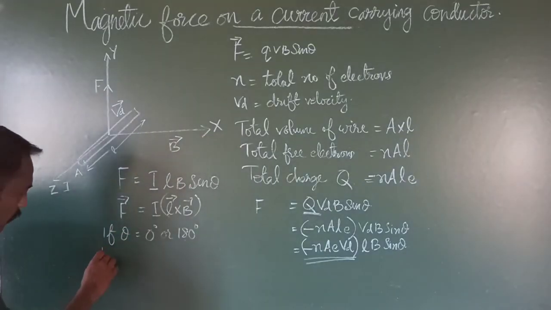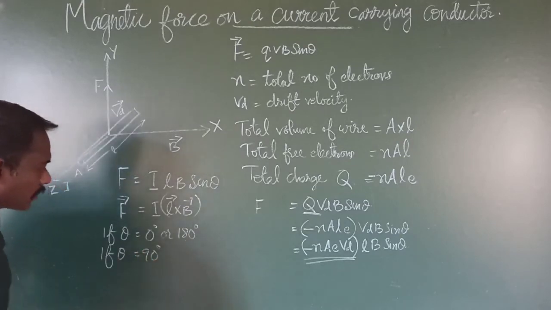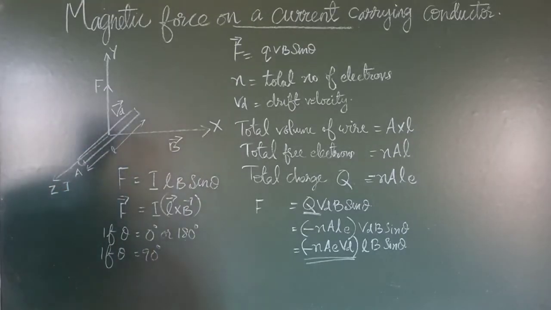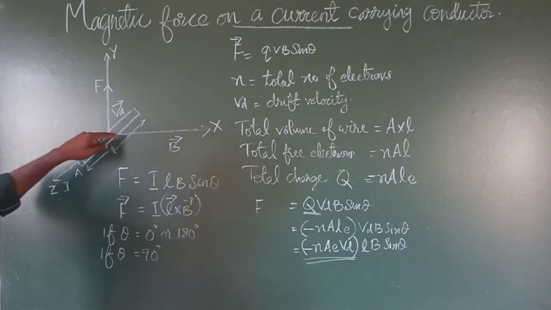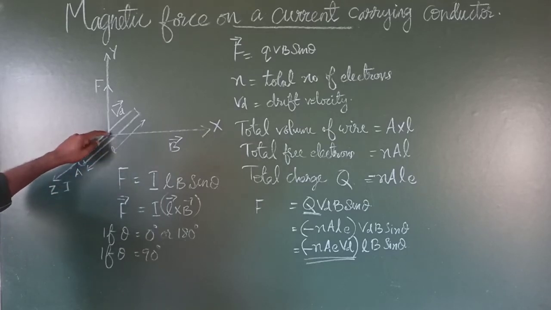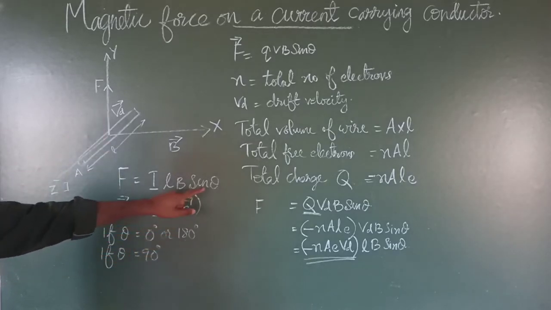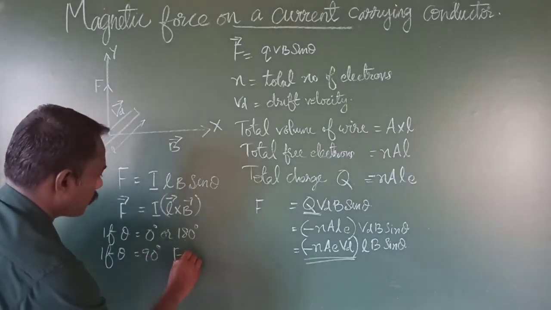And what if the angle theta is equal to 90 degrees? If theta is 90 degrees, then the velocity will be perpendicular to the direction of the magnetic field. And if the value of theta is 90 degrees, then sin theta will be 1. If sin theta is 1, then what will be the force?